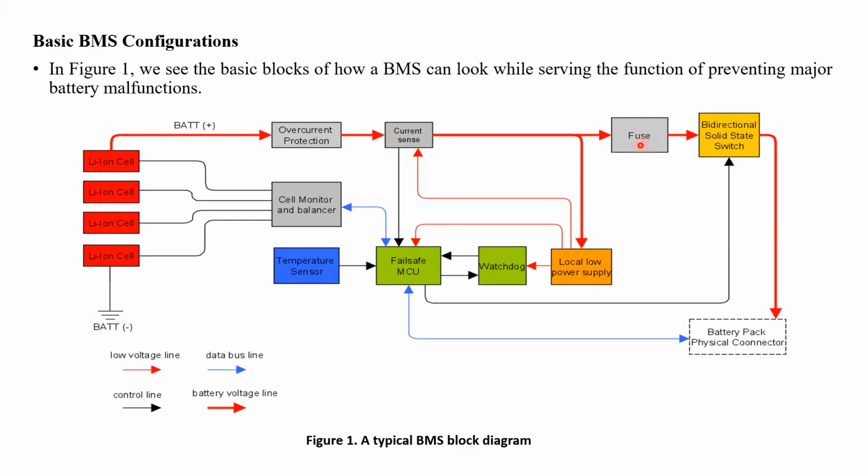Whenever the fuse blows, it isolates the circuit. Due to this isolation, we can protect the battery as well as the system. Isolate means we open the circuit. So in this way, we have to monitor the overcurrent.